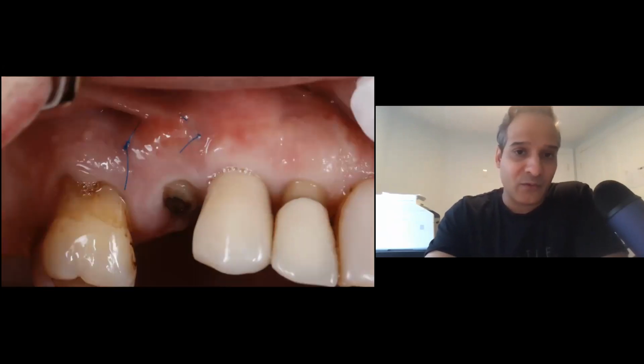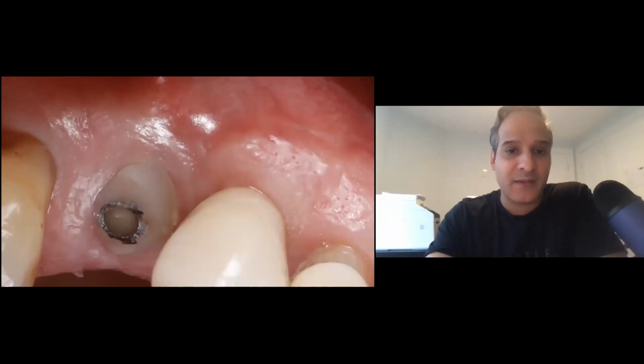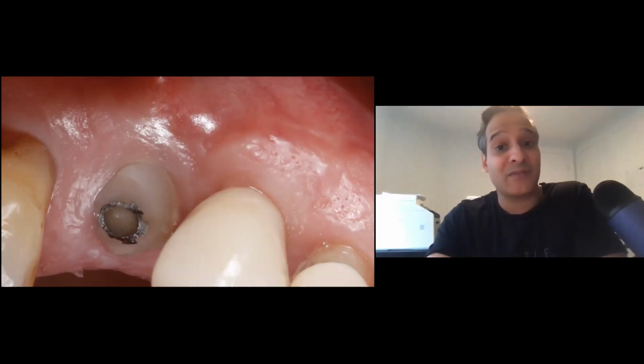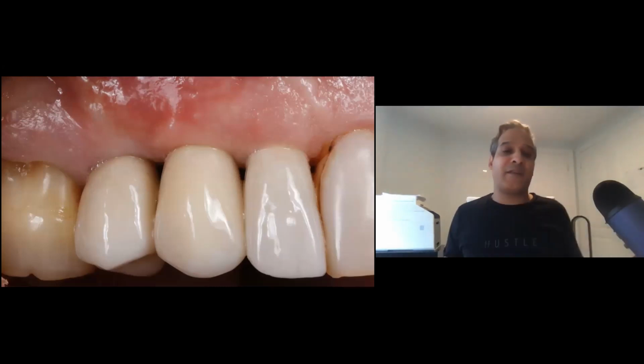This is just at the 2-week mark. You can see now how plump and healthy the tissue is. This is once the implant was matured and integrated and ready for the final restoration. So you can now see all the thick tissue and how healthy it looks. And this is the final restoration.